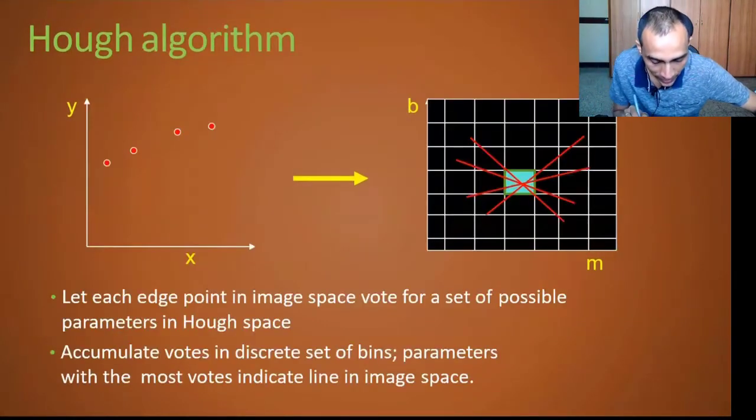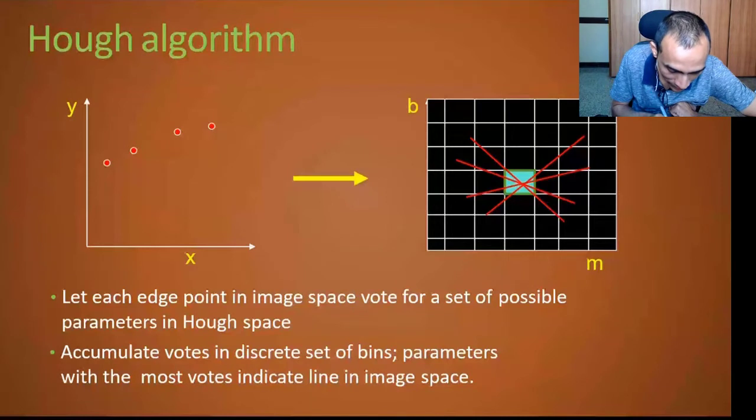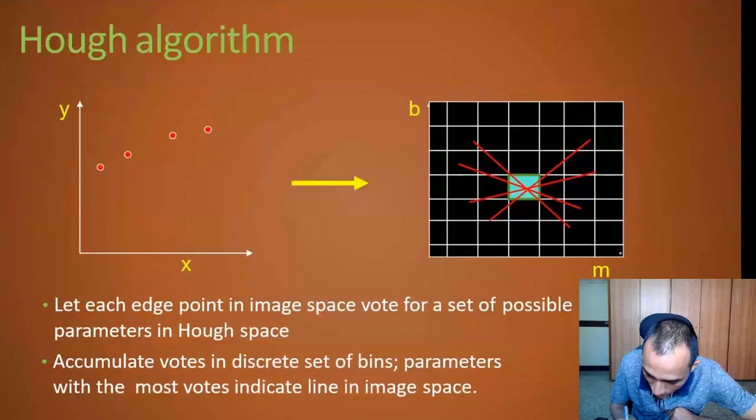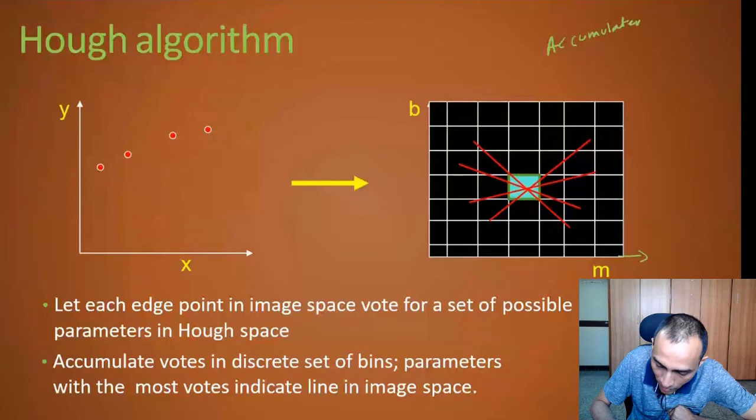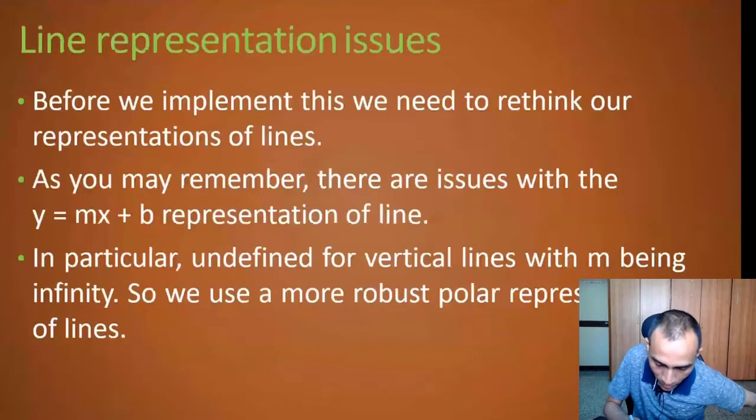Using this basic idea, we have come up with our algorithm like this. So what we will do is, let us say we have multiple edge points in our image space. Each edge point will basically vote. So we'll have a parameter space which we will keep like an accumulator, basically kind of a 2D matrix here.